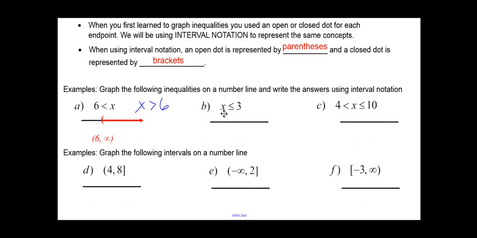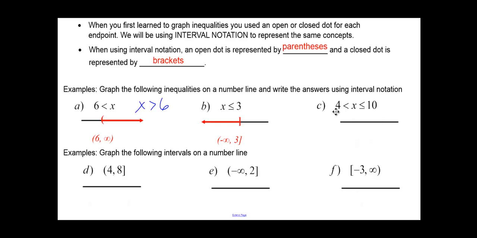How about letter B? It says all the numbers that are less than or equal to 3. This one includes our endpoint, so that'll be a bracket on positive 3. All the numbers that are less than or equal to that are to the left. So there you see the graph and its corresponding interval.